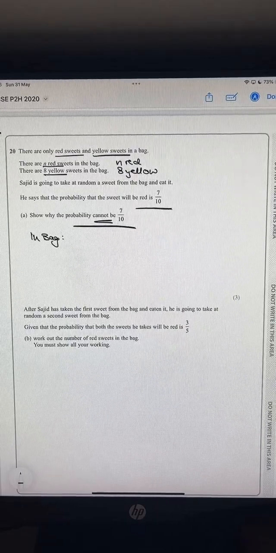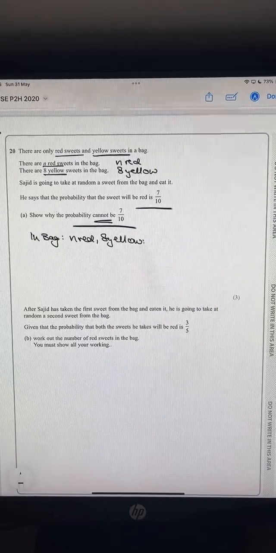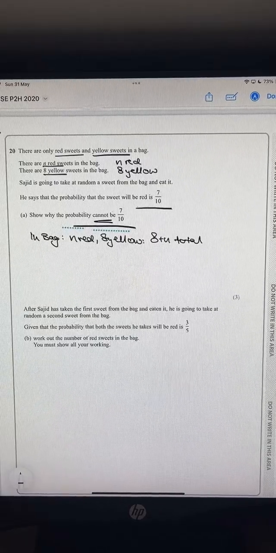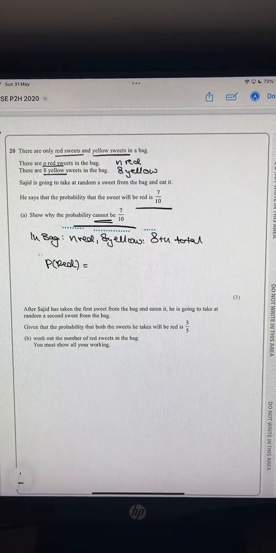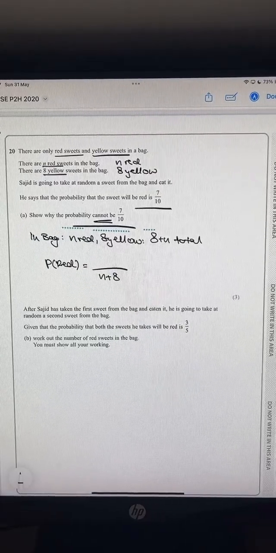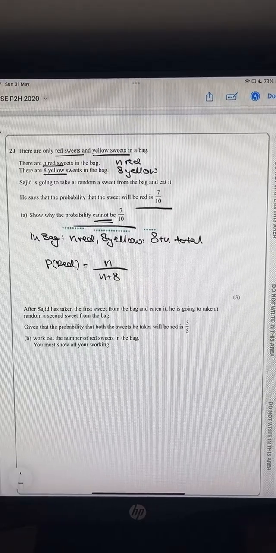In the bag, we've got n red and 8 yellow. So how many sweets do we have in this bag in total? We've got 8 plus n total sweets. So the probability of red is going to be equal to something over the total, which is n plus 8. I've just switched those. And it is the number of reds out of the total. How many reds do I have? n. So n by n plus 8.